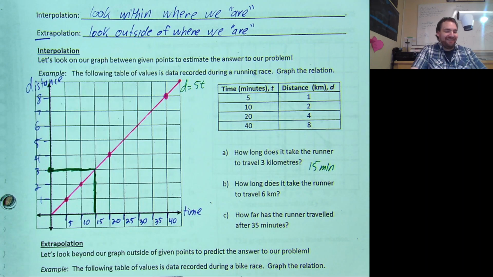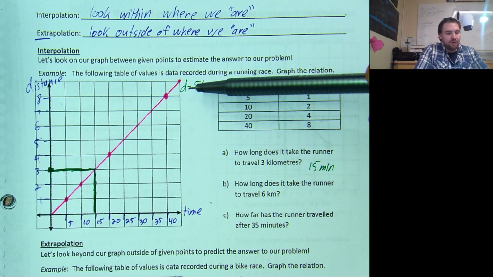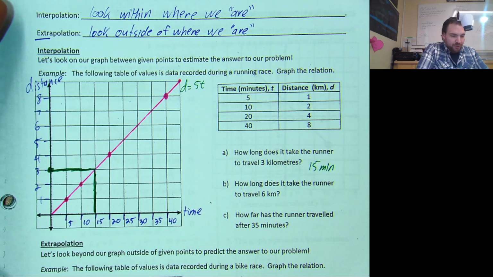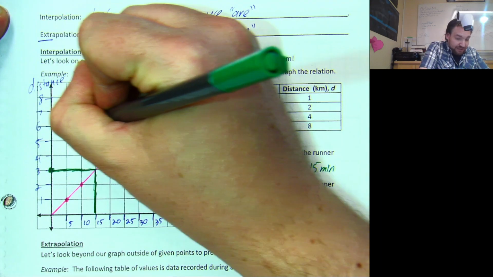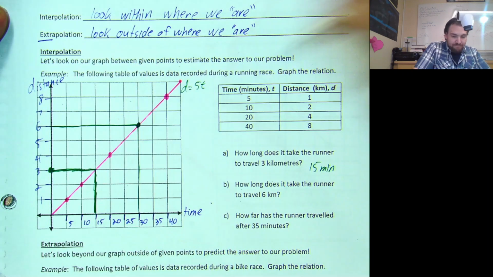1 meter. Wow. Okay, next question, B. How long does it take the runner to travel 6 kilometers? Well, we could jam it through our equation, or we just read it off the graph. We go to 6 kilometers. The line is what gives us the relationship there. 30 minutes.